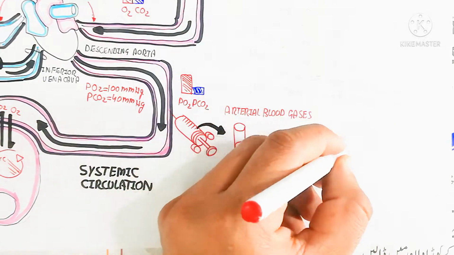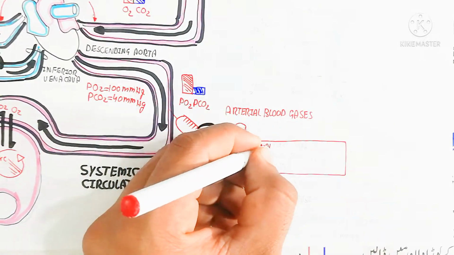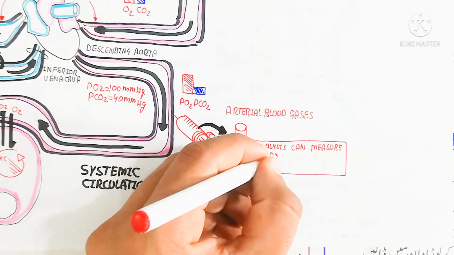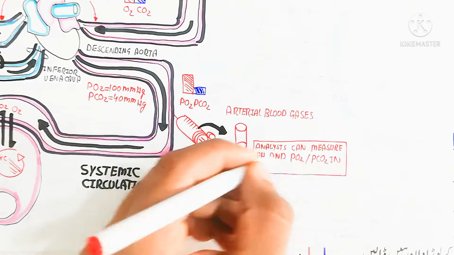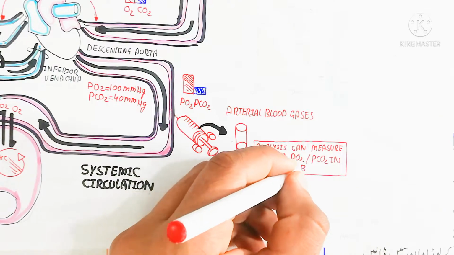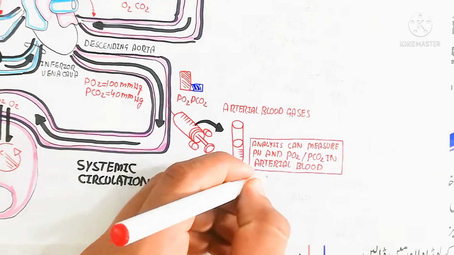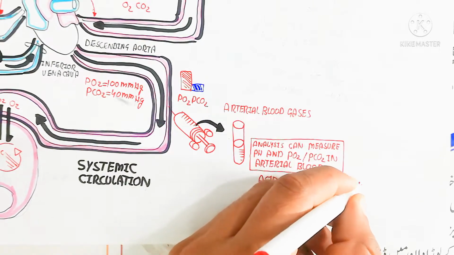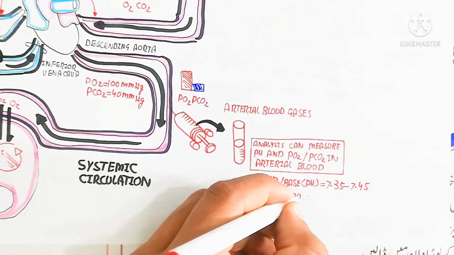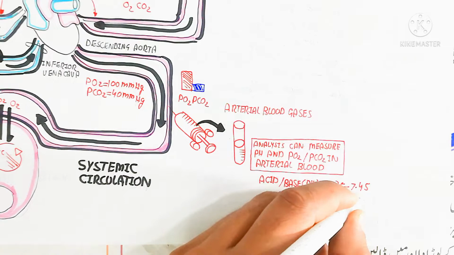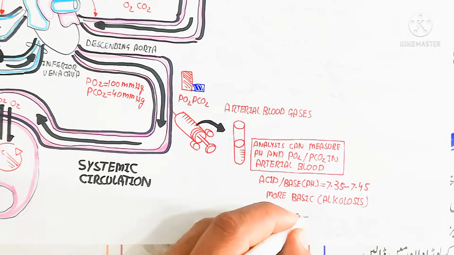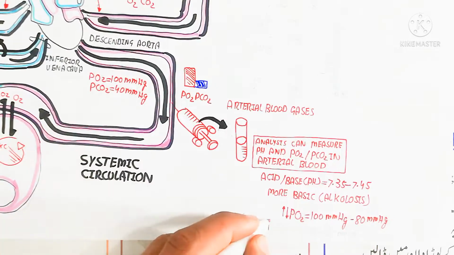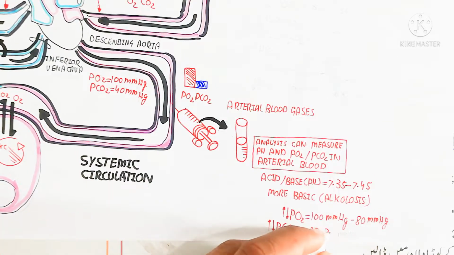Here I am drawing the other one, the arterial blood gases, ABG. This analysis can measure pH and the partial pressure of oxygen and carbon dioxide in arterial blood. The acid base pH is equal to 7.35 to 7.45. So it is more basic as compared to the mixed venous blood, because the carbon dioxide is higher in venous blood, so it is more acidic.